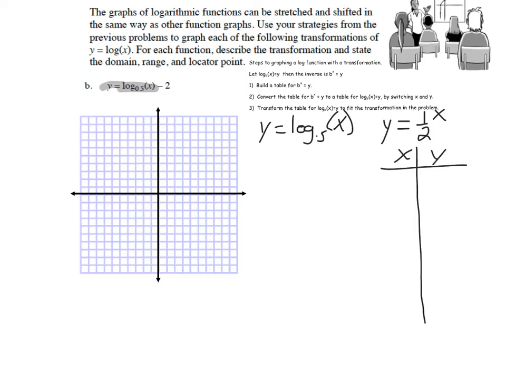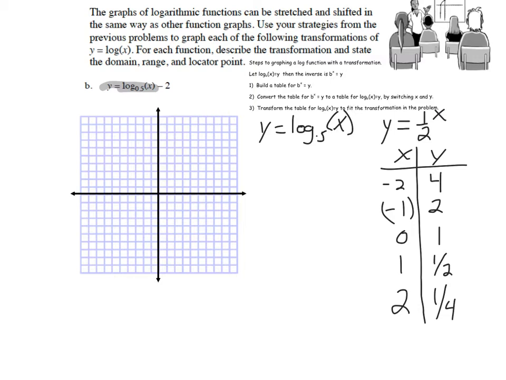X, y, -2, -1, 0, 1, 2, and plug these values in for x. 1/2 to the 0 is 1. 1/2 to the 1 is 1/2. 1/2 squared is 1/4. Now going the other direction, 1/2 raised to a -1 is going to give me 2. 1/2 raised to the -2 is 4.